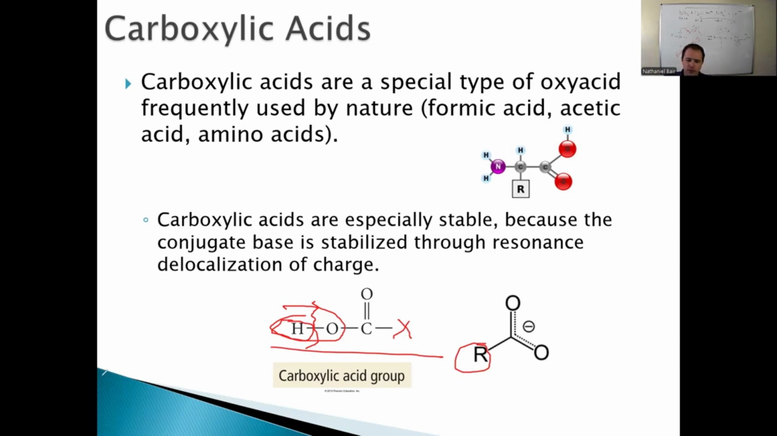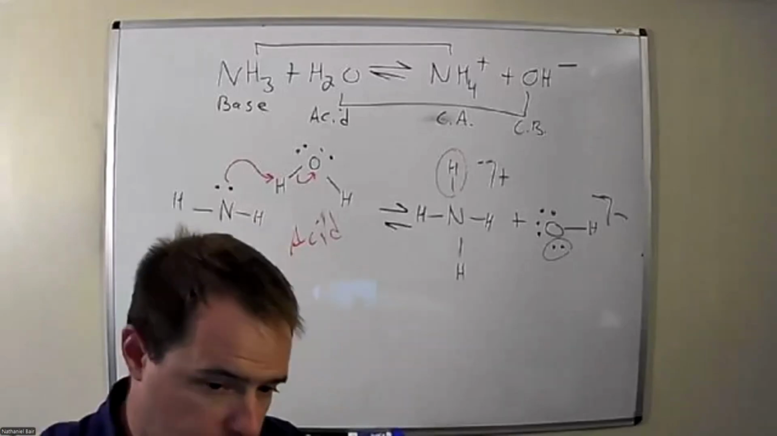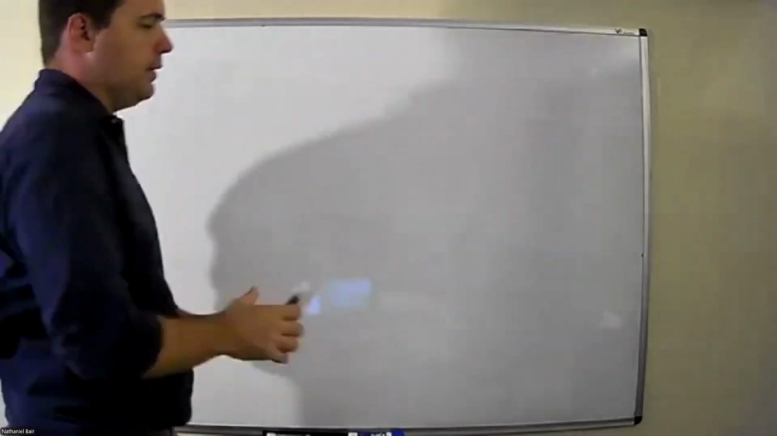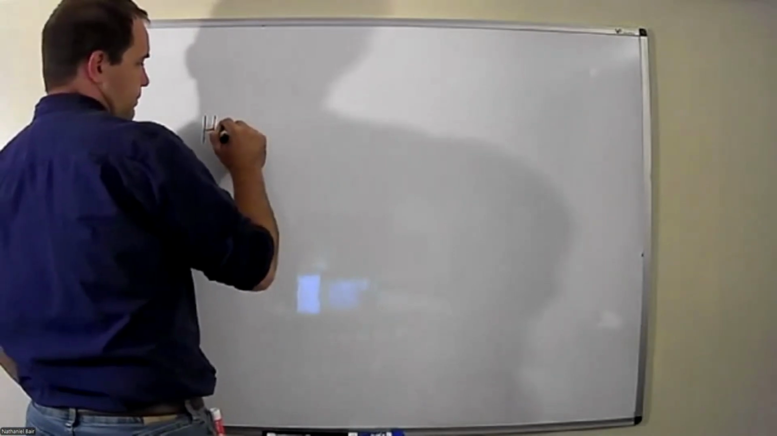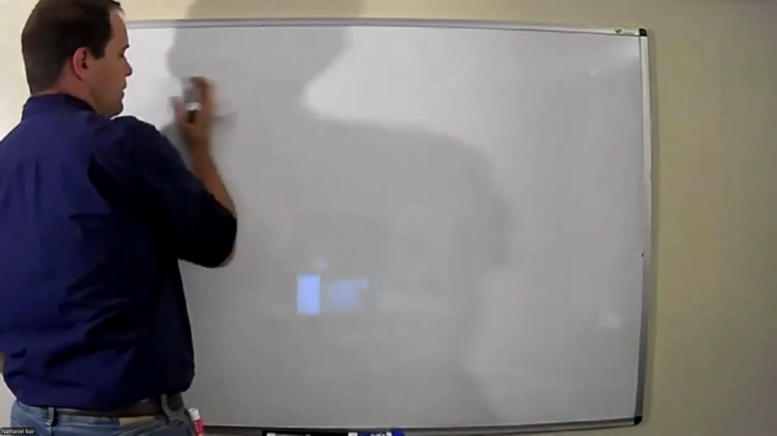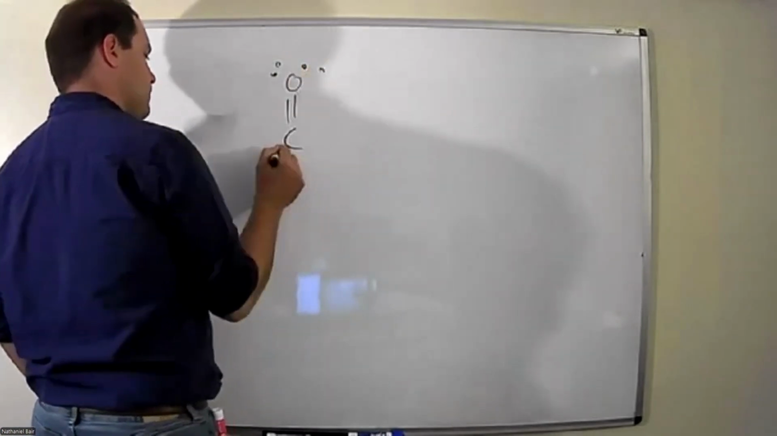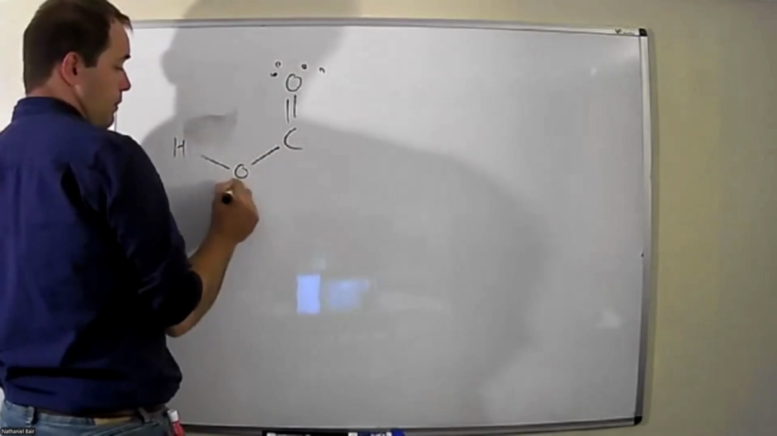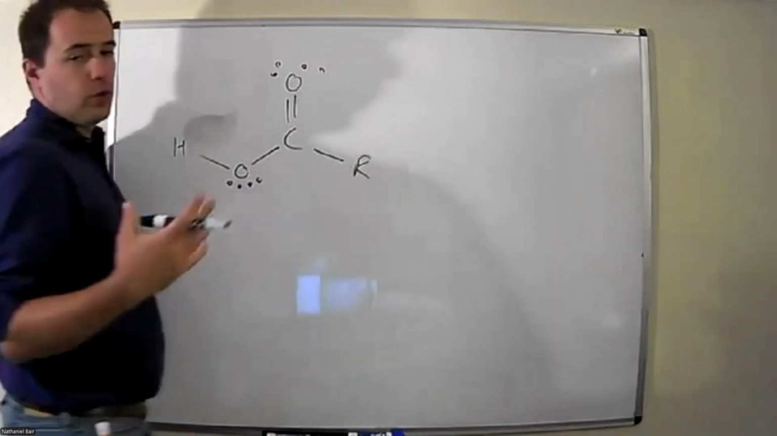I want to talk quickly about why carboxylic acids are so special and why nature has chosen them to be its acid of choice whenever it needs an acid. So give me a second. Let's draw the generic carboxylic acid, and then what else this carbon's bound to is an R group.